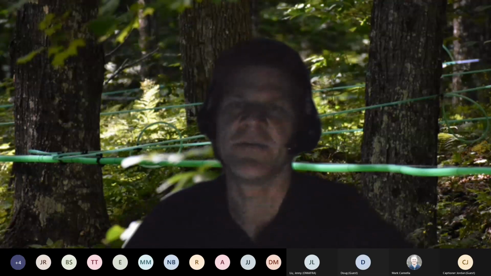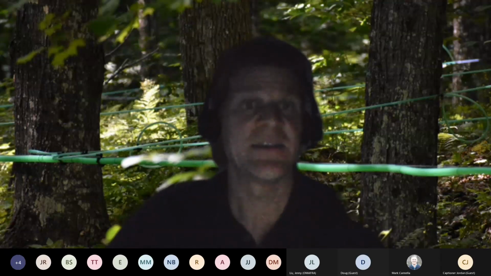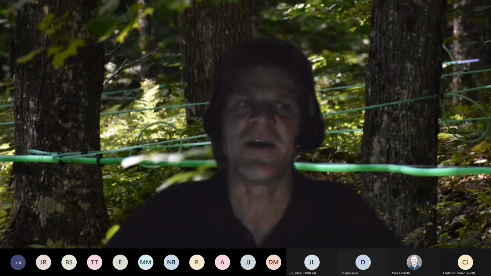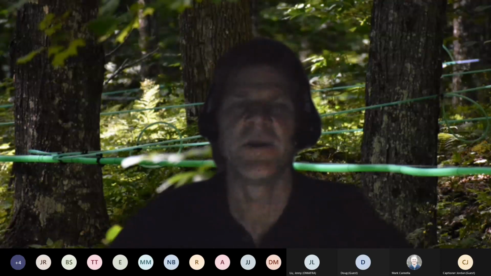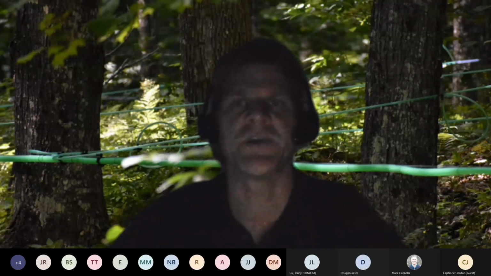And I know LiDAR, which is also a modern remote sensing technique, has come a long way. They're not there yet in terms of measuring diameter from that far away. So I would still say that someone has to be on the ground measuring those trees.